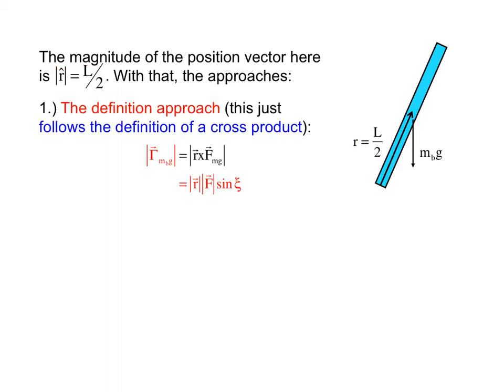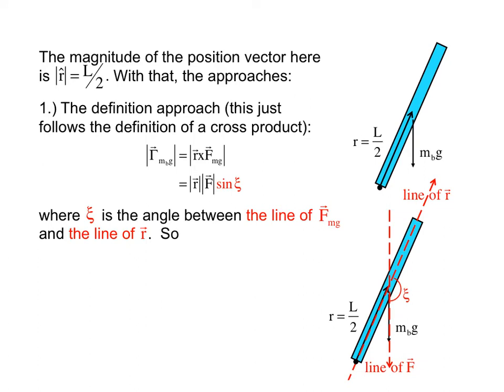The first approach we're going to use I call the definition approach. And I call it that because basically it's just the execution of a cross product. In the execution of a cross product, you take the magnitude of the first vector times the magnitude of the second vector times the sine of the angle between the line of the two vectors. The two vectors in our problem are gravity and R. The line of the force is like so. The line of the R vector is like so. Here is the angle between the line of those two vectors.